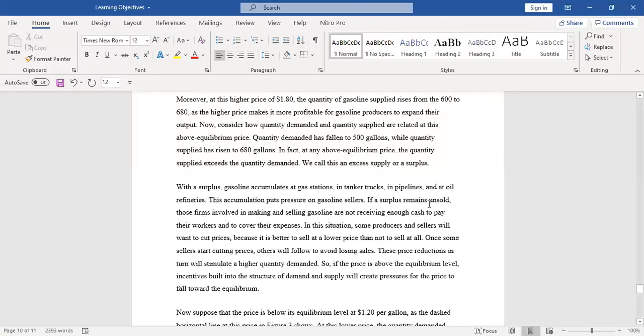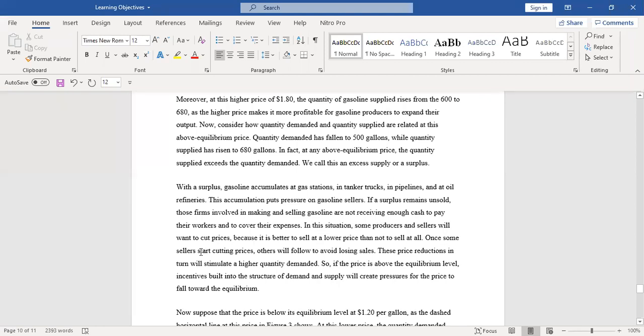If your surplus remains unsold, those firms involved in making and selling gasoline are not receiving enough cash to pay their workers and to cover their expenses. In this situation, some producers and sellers will want to cut prices. Why do they want to cut prices? To get people to buy more. Because it is better to sell at a lower price than to not sell at all. And that's the key thing we have to remember.